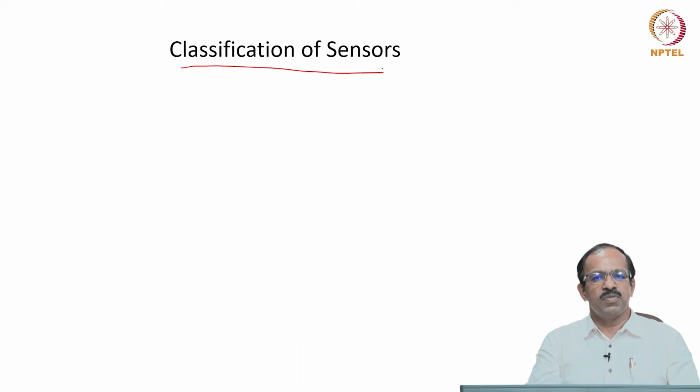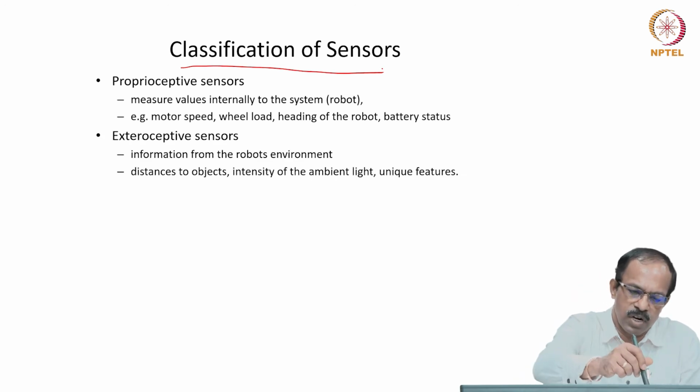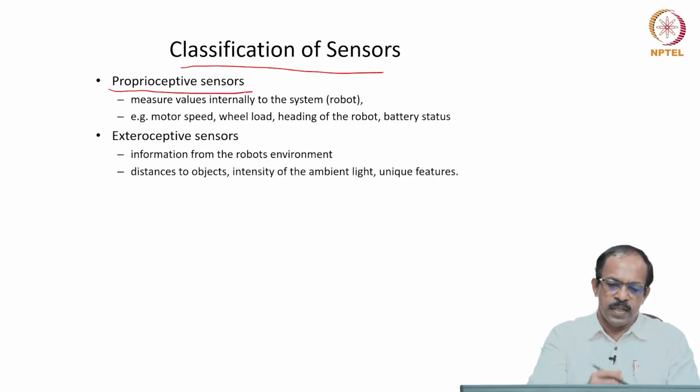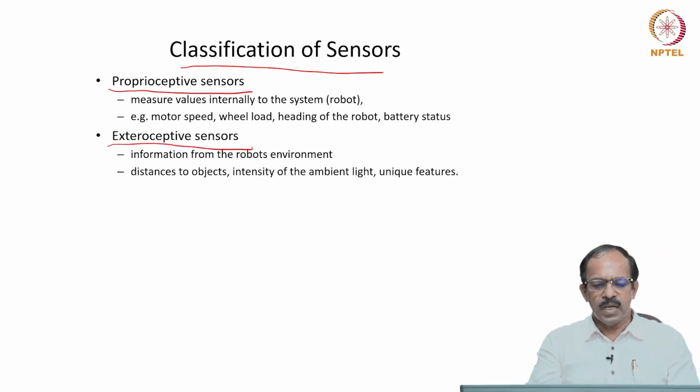But there is some other information we want to collect from outside. Is there an obstacle on the path? Or what is the temperature outside? Or what is the humidity outside? So there are many things which we can get from outside also. So we can classify them into two categories: one is for internal information, one is for external information. One we call proprioceptive sensors, the other one is exteroceptive sensors. So these are the two categories of sensors that we can have.